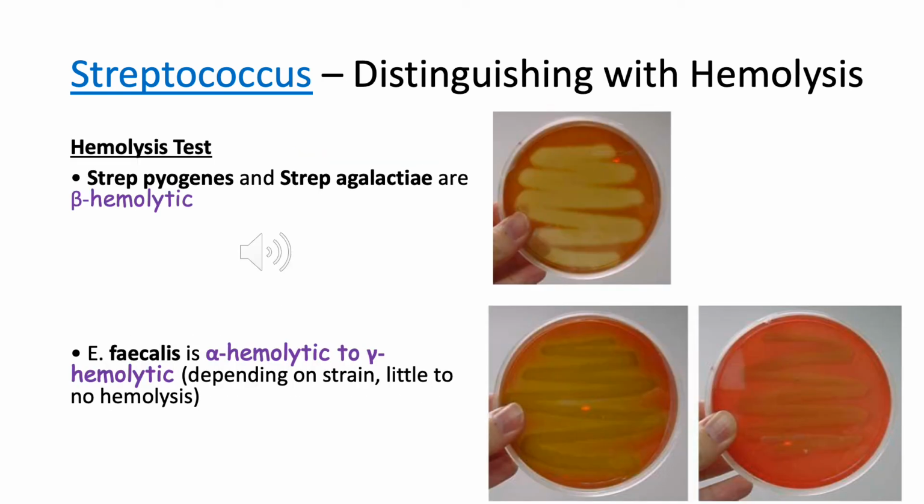So remember I told you that hemolytic activity is one of the ways we characterize Streptococcus species. So the hemolysis test can be used to help you determine what type of Streptococcus species you might see in an infection. So Strep pyogenes and Strep agalactiae are beta hemolytic, so complete destruction of the red blood cells by those two species. But then E. faecalis is alpha hemolytic to gamma hemolytic, depending on the strain. It can have little to no hemolytic activity.